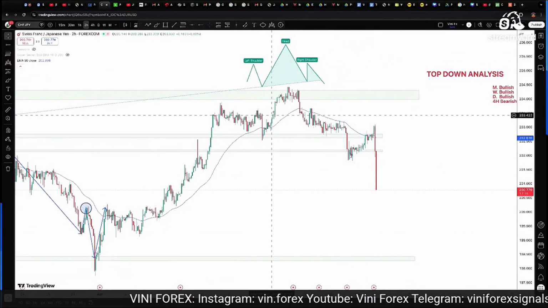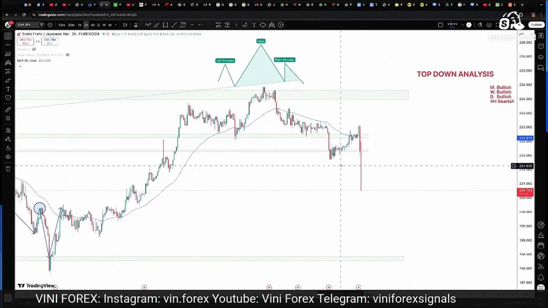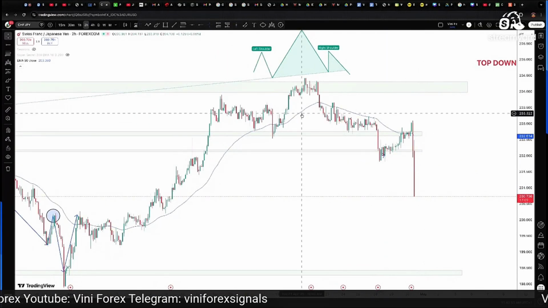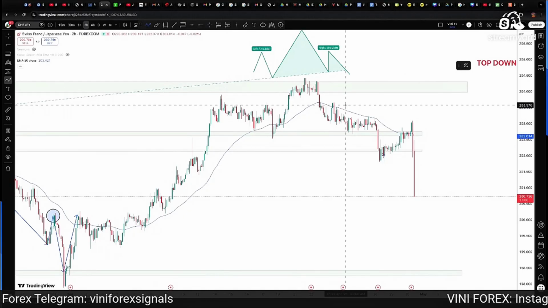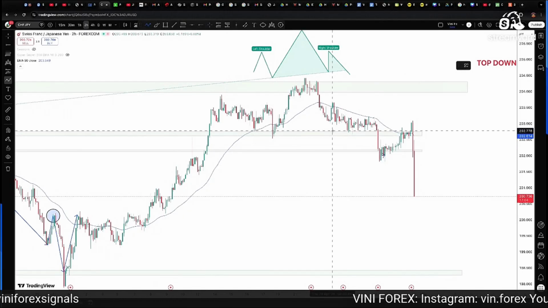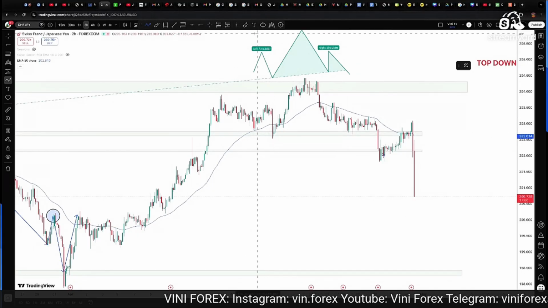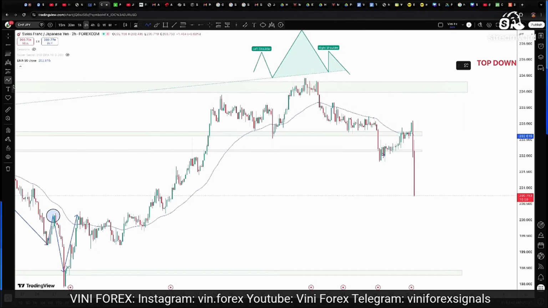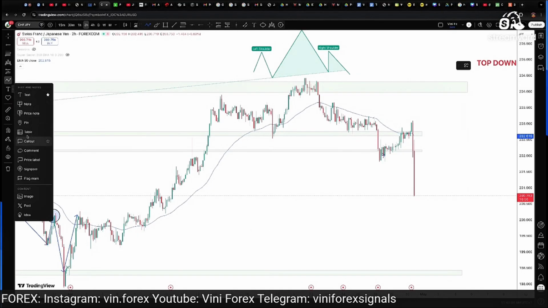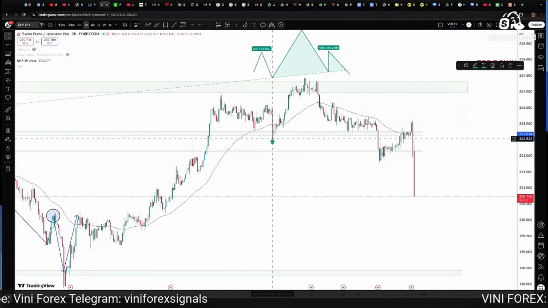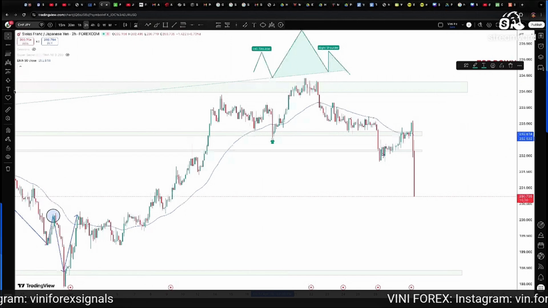Okay, so we have seen that we are in a bearish market. You can see that price broke down this very area, this very zone. This zone was support. Here it was support. Okay.